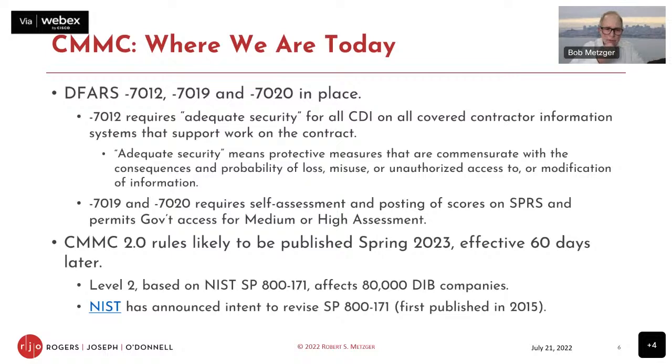Now, notice that I've chosen to describe adequate security, or to reference the definition. It means protective measures that are commensurate with the consequences and probability of loss, misuse, or unauthorized access to or modification of information. Well, sometimes we tend to focus only on NIST SP 800-171 and its 110 requirements. And of course, those are key to compliance, and we all need to be compliant.